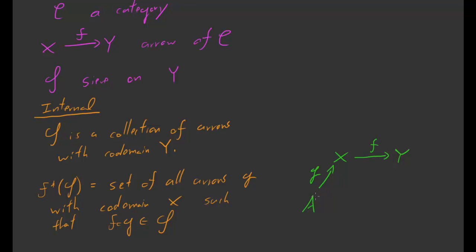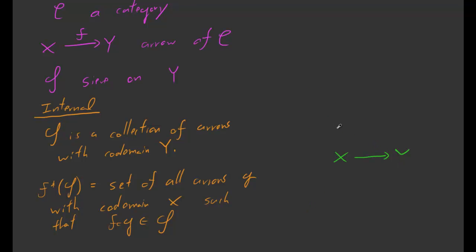And what we're going to do is say that g is in the pullback sieve. So we're going to say that g is inside of the pullback sieve f star of S if and only if f of g is inside of S. So if and only if this composition is inside of the sieve S on Y. So the pullback sieve is the set of all arrows going into X such that if you follow that arrow by f, you get something in the original sieve. Okay? So that's the internal perspective on the pullback sieve.